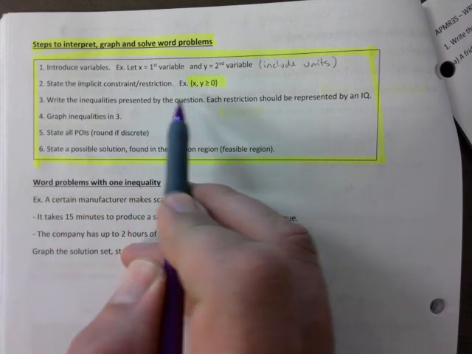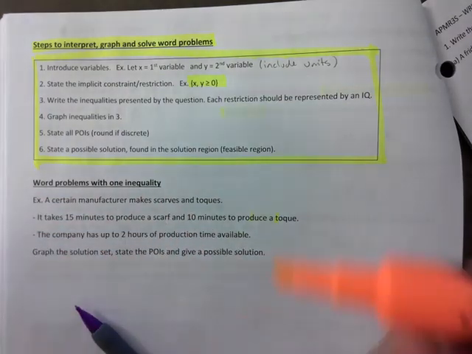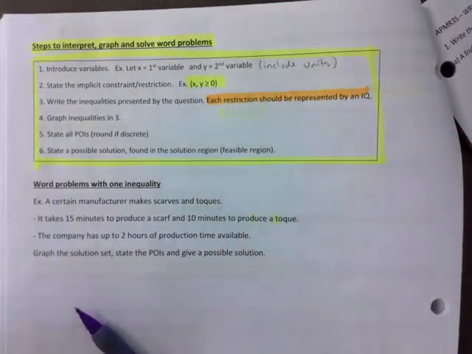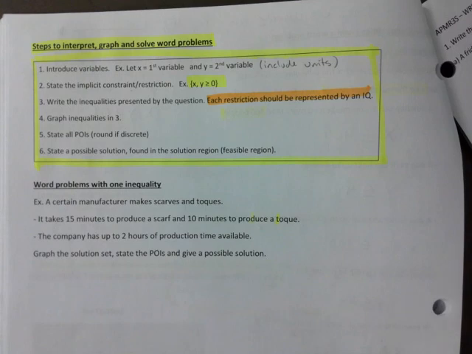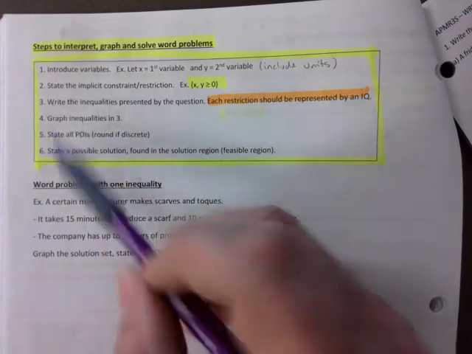Write the inequalities presented by the question. This is important. Each restriction should have an inequality attached to it. Look at my new orange highlighter. Finally, the other one was dying on me. So if you see "at least," right? Oh, there's one inequality right there. And then you keep reading, it says "at most." Okay, another inequality right there. So every keyword should have an inequality listed. So then graph them, graph in 3.